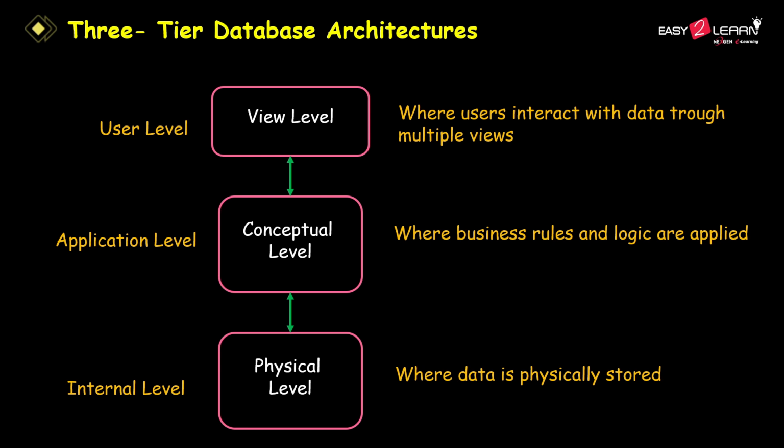So as a conclusion, why use a three-tier architecture? For faster development, different teams can develop each tier independently. For better security, the database is protected from direct user access. And for scalability and performance, each tier can be upgraded separately.